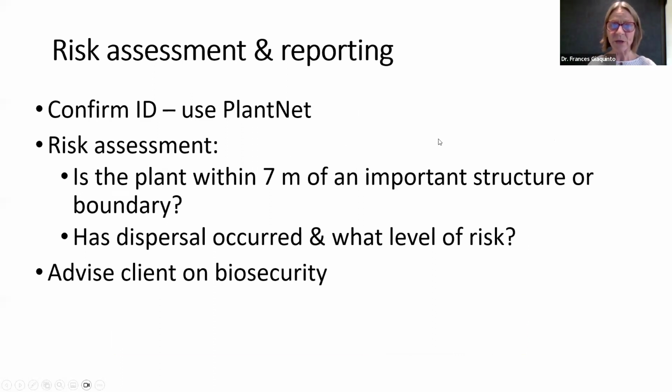Okay, so again, here your risk assessment, you're going to confirm the ID, use PlantNet app if you want to. Is the plant within the 7 meters of an important structure? Yes, definitely. Has dispersal occurred and what level of risk? If you can't see dispersal, it doesn't mean to say that dispersal hasn't happened. That's when you need to ask these questions.